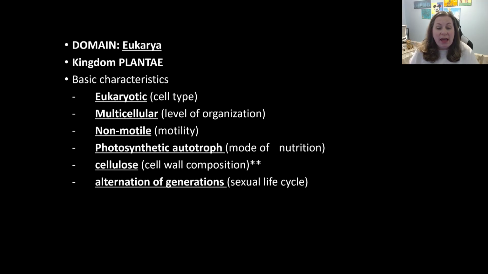We also see that they have a sexual life cycle. Yes, we do see that plants have male and female parts. They do have a sexual life cycle, but theirs is called the alternation of generations. And we're going to see that it's going to alternate between sporophyte and gametophyte, and that's why it gets that name.